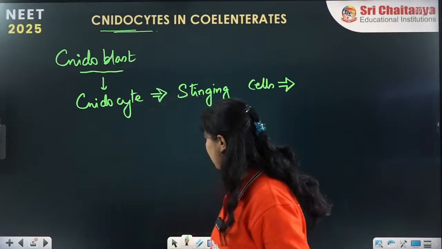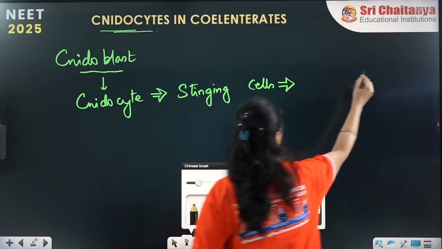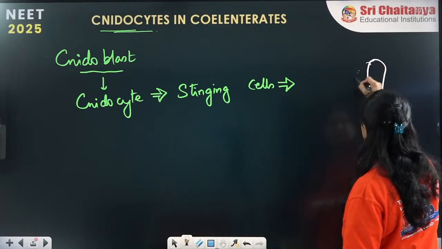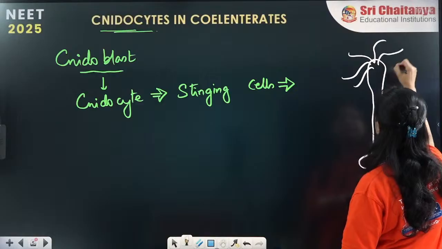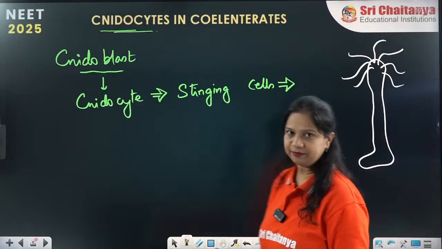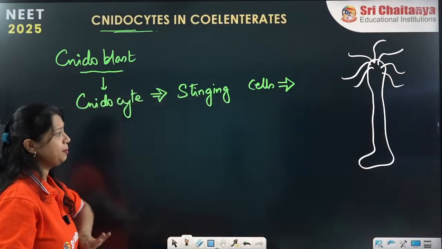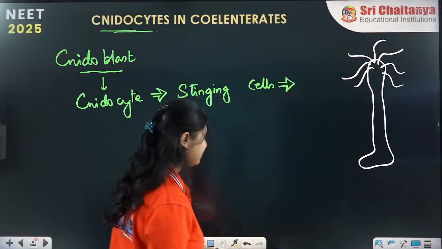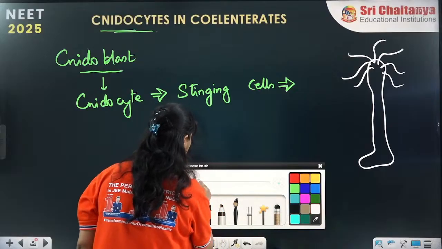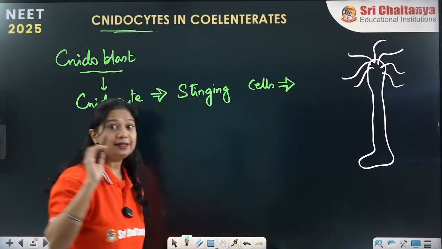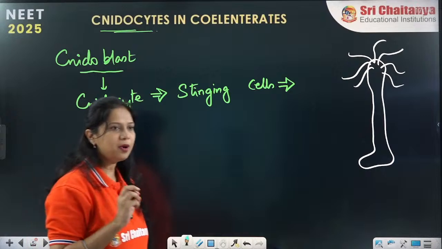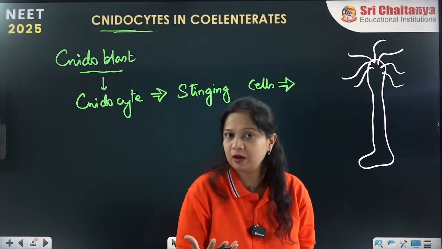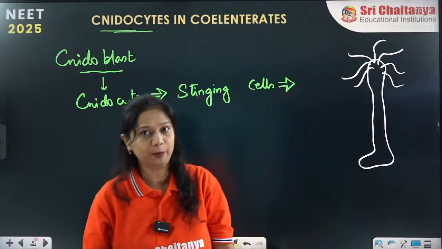But imagine a coelenterate's body. Imagine this is a hydra which is a coelenterate. This is a coelenterate's body with its tentacles and the basal disc. So this is the basal disc, the body, the coelenterate's various tentacles present. Now, where will you find these stinging cells? Remember one thing, stinging cells are actually for their defense as well as for catching prey.